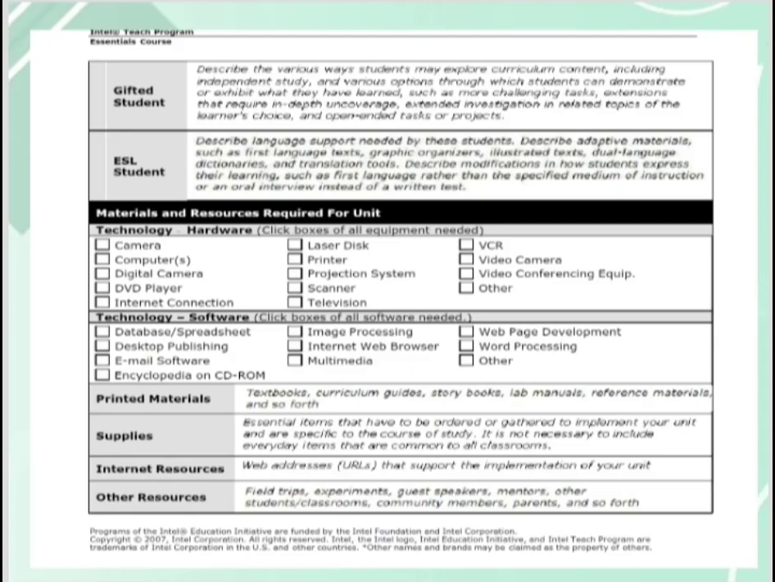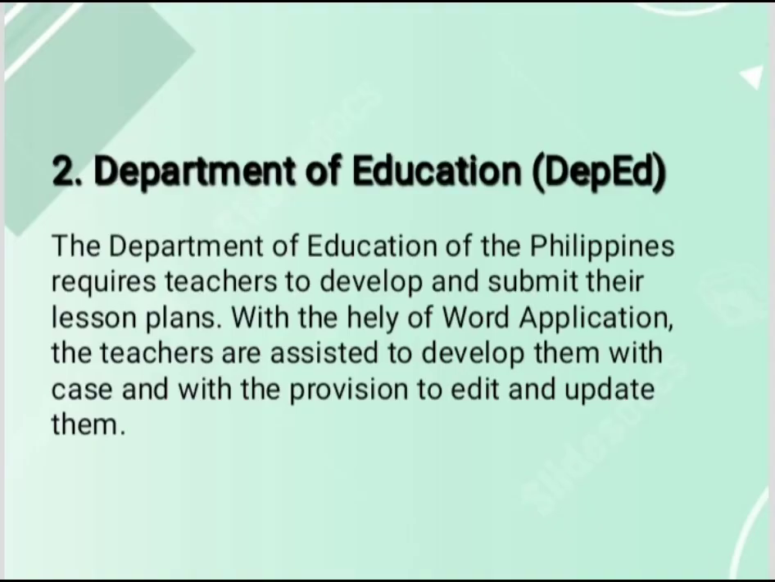So we have the next topic, Department of Education, DepEd. The Department of Education of the Philippines requires teachers to develop and submit their lesson plans with the help of Word application. The teachers are assisted to develop them and are able to edit and update them. So alam naman natin in DepEd kailangan talagang may lesson plan para sa ituturo nating subject, para alam natin ang guide o pagkakasunod-sunod kung paano natin i-deliver ang topic. So in the next slide we have the template for the detailed lesson plan.